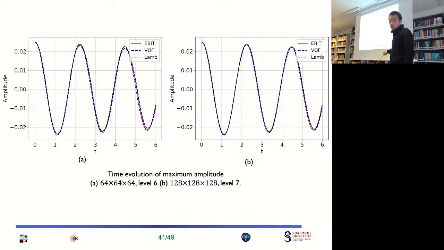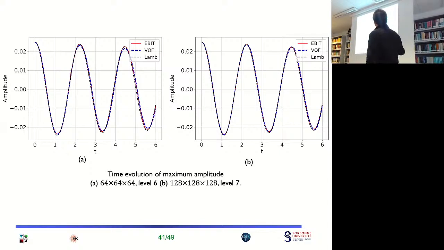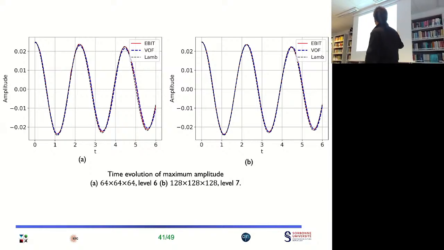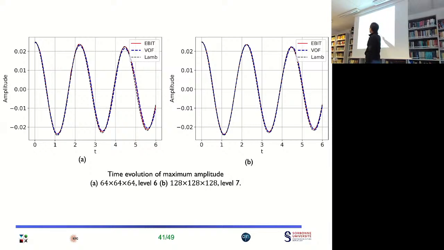The time evolution of the maximum amplitude for different methods is shown in these two figures. So we can still see good agreement between the EBIT method and the Wolf method, and with the analytic solution. For the coarse mesh setup, we can also observe a smaller numerical damping for the EBIT method.